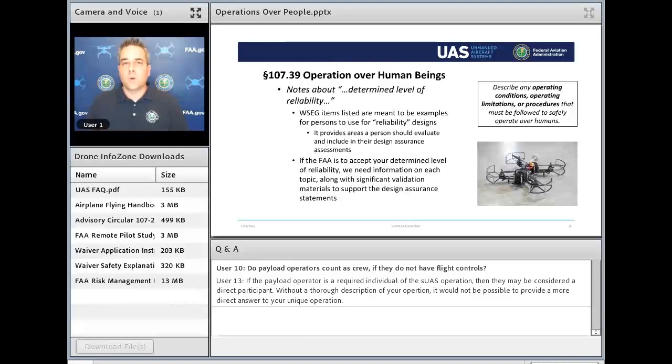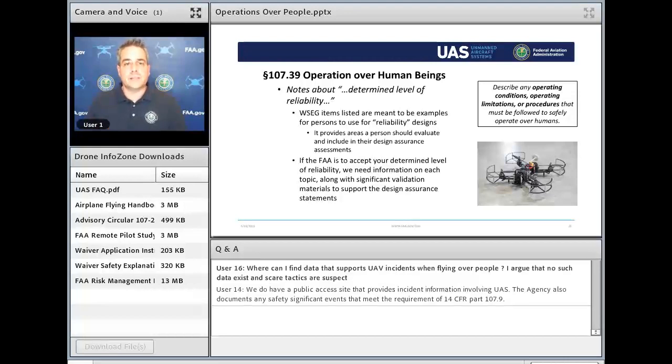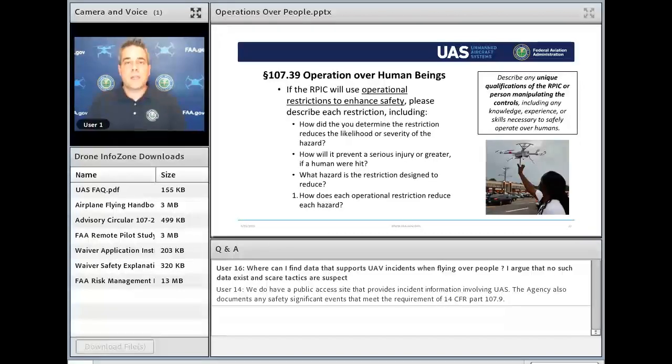Now, a little bit of a note on determined levels of reliability. That list that I just gave you, which is in our waiver safety explanation guidelines, is meant to be just a guide, some examples for people to start the reliability process in their application. So it provides you really as the applicant areas to evaluate, to include in your design assurance assessments. But just like the waiver safety explanation guidelines themselves, that list that I just went through is not a complete list, certainly because everyone's operation and everyone's aircraft is different.